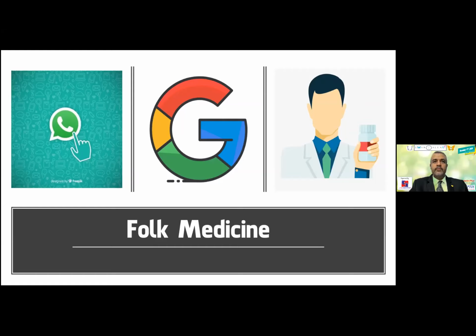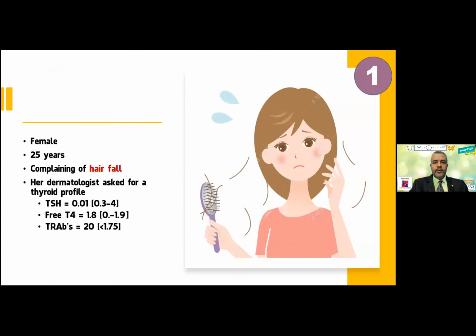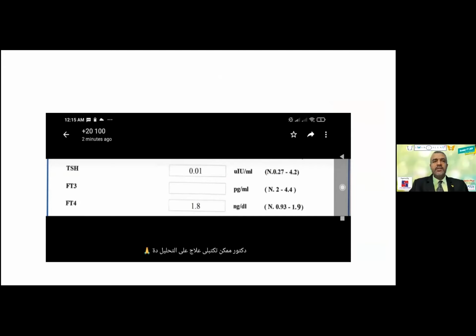So actually my task today is to show to you that clinical medicine is the proper way of diagnosing a patient, and it should not be the folk medicine that we should use. So before going into this, I just want you to see this WhatsApp message. So what would you do if you have this WhatsApp message? So you have a TSH of 0.01, a suppressed TSH, and a free T4 that is high normal, 1.8, and it shouldn't exceed 1.9. So a picture that's consistent with subclinical hyperthyroidism.